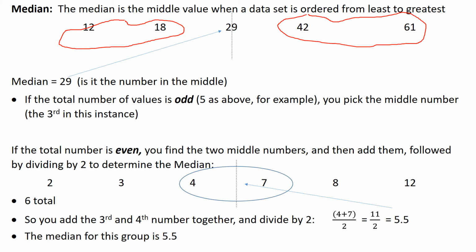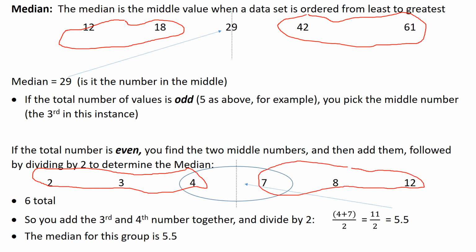Below this, I've got 6 numbers: 2, 3, 4, 7, 8, 12. And what I have here is I can't find a middle number. I have 3 on this side, just 2, 3, and 4. And on this side, I have 7, 8, and 12. So what I actually have to do, and I've always circled it right here, is find what is the halfway mark between 4 and 7. 4 plus 7 is 11, as I've got at the bottom here. And there's 2 numbers, so divide by 2, 11 divided by 2 is 5.5. And that makes sense. The median, or the middle number for this, is 5.5.